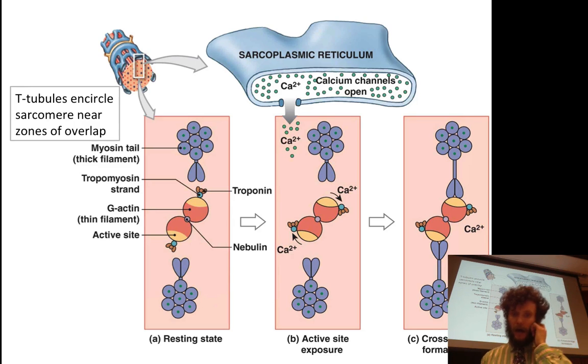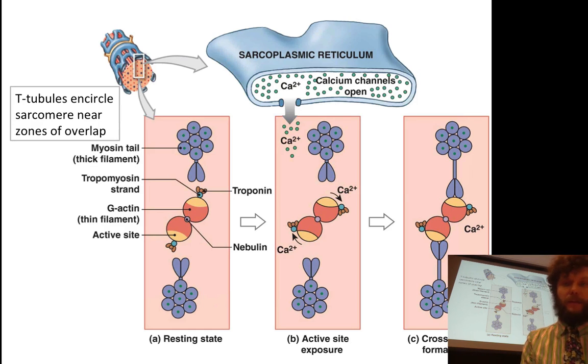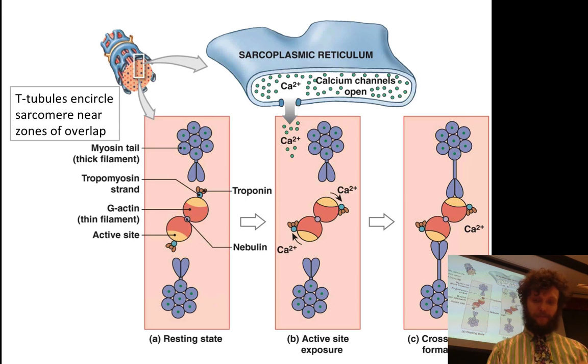Calcium floods out, binds to troponin, which then rolls the tropomyosin off of the active site of the G-actin in these F-actin strands. And then as soon as the site is open on the actin, then myosin can come in and, with the heads of the golf clubs, form a cross bridge, a transient link between the actin and the myosin. All right? Once that happens, we're ready to go. It's contraction time.